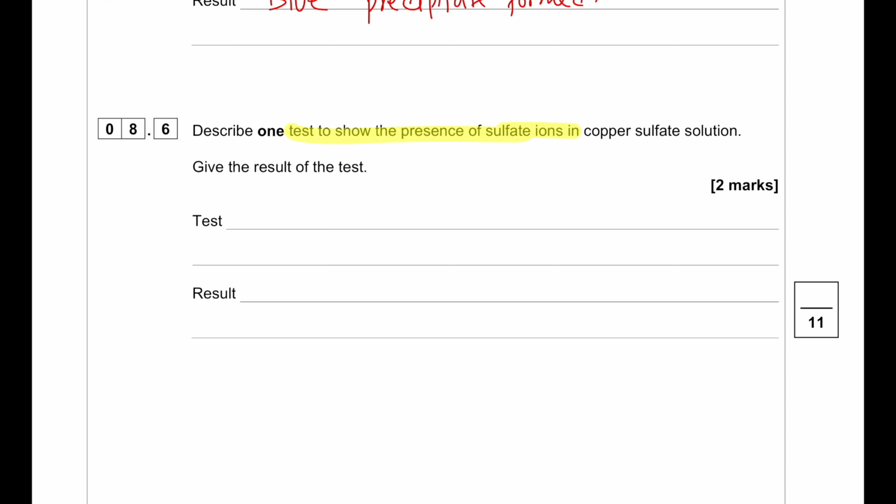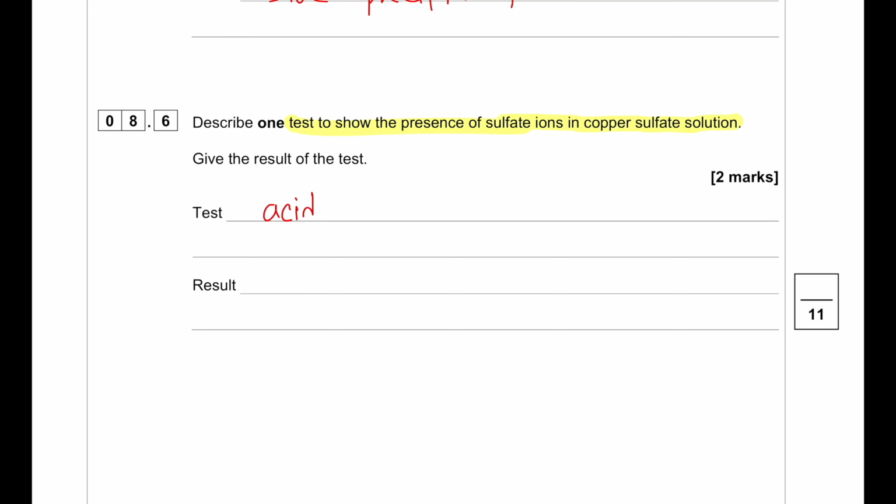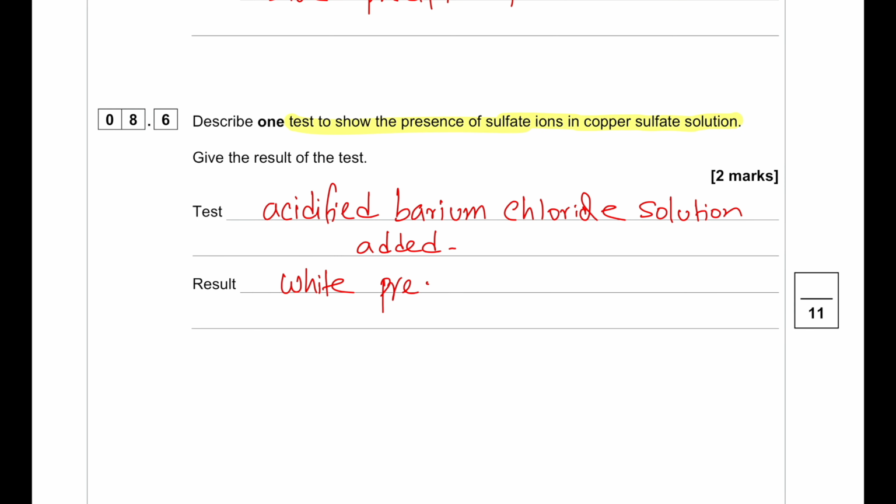Describe one test to show the presence of sulfate ions. So to test for sulfate ions, we can use barium chloride along with nitric acid. We can also use barium chloride along with hydrochloric acid. A white precipitate will indicate a positive test for the presence of sulfate.